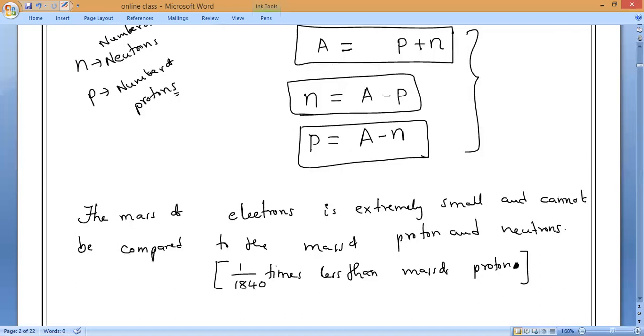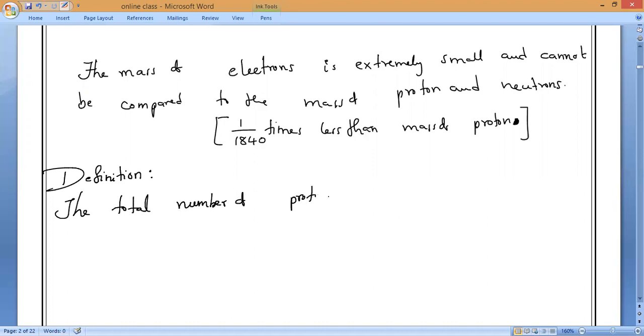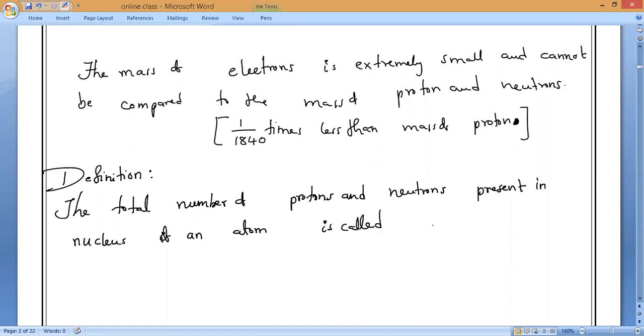So for mass number, I will write the definition. Mass number is the total number of protons and neutrons present in the nucleus of an atom, is called mass number. Definition you can write.